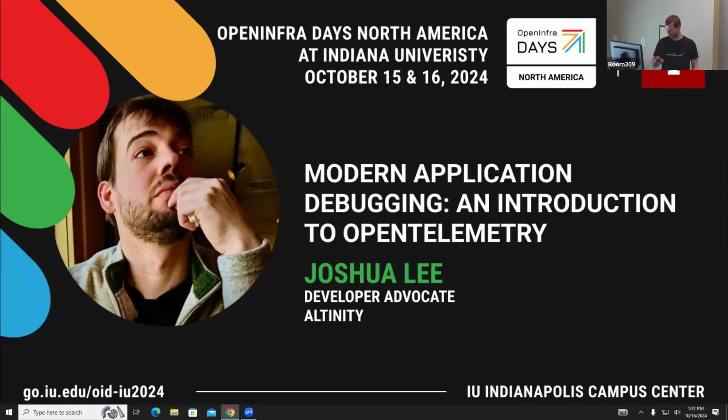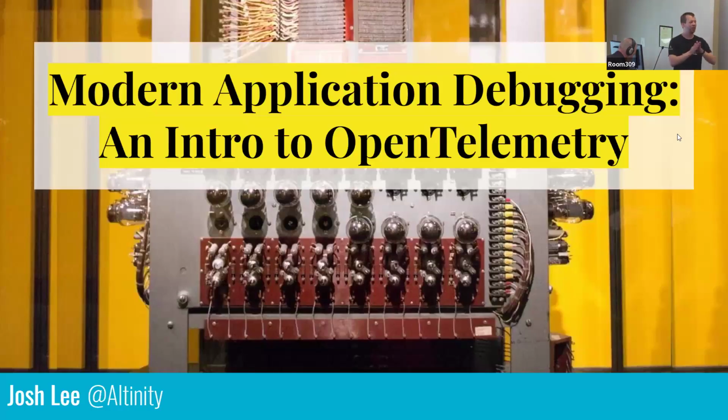Okay, so does everyone recognize this vacuum tube computer? Does everyone know the story of the first actual computer bug that was actually a bug? The term bug predates that, right? But Grace Hopper had a bug that was actually a bug that you could see through these glass vacuum tubes, right? That's visibility, observability. That's what we're talking about today.